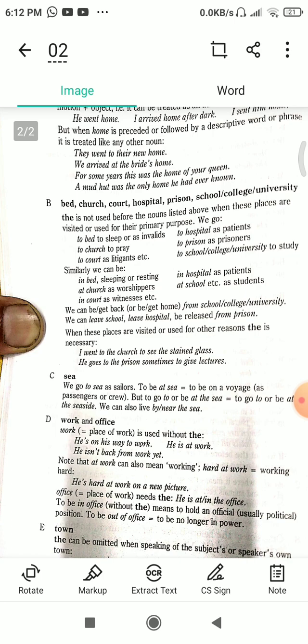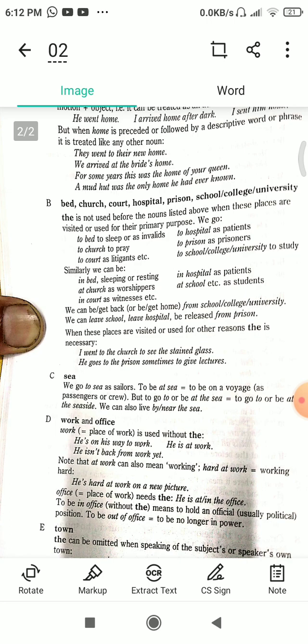Now the part C. We go to sea as sailor. To be at sea, it means to be on a voyage, as passengers or a crew. But to go to or be at the sea, it means to go to or be at the seaside. We can also live by or near the sea.